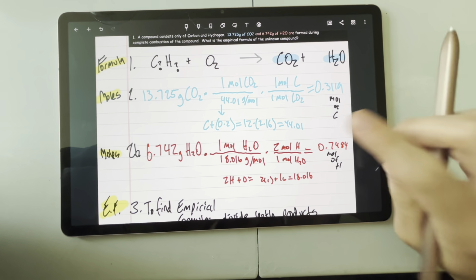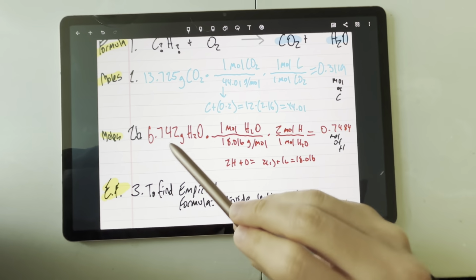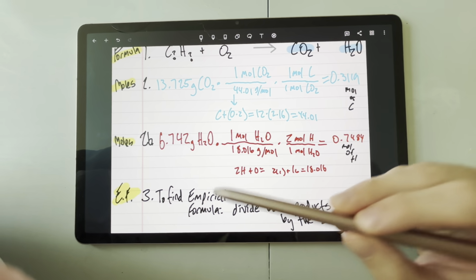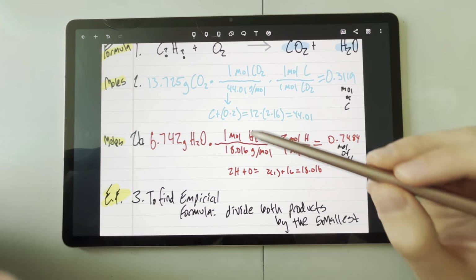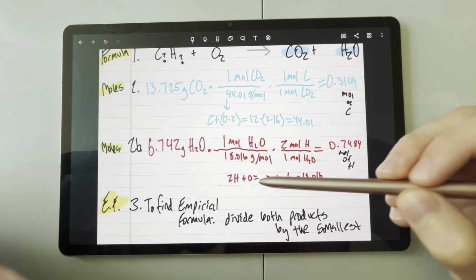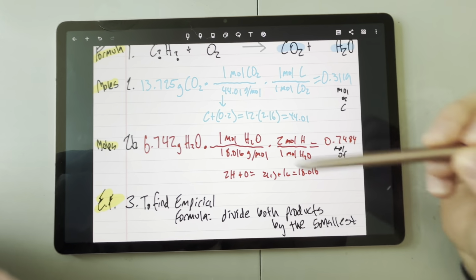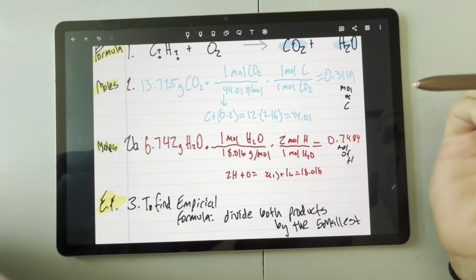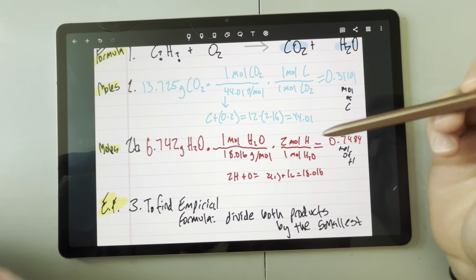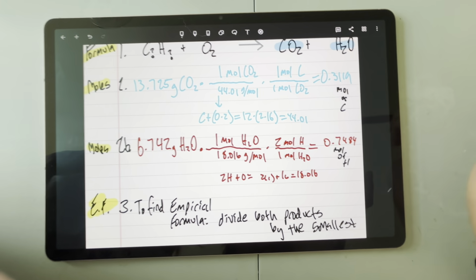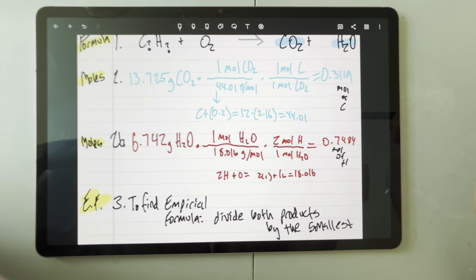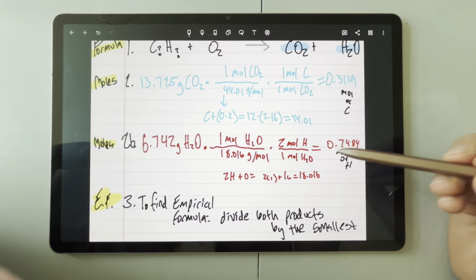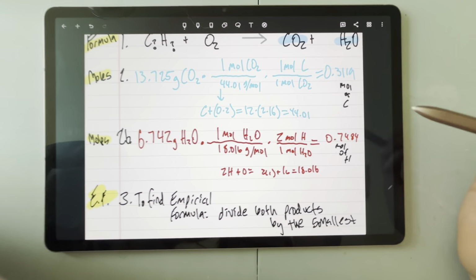Now, next, hydrogen. So we start off with 6.742 grams of H2O. Now, we're going to be moving it to moles. So we need this. It's the same one from up here. We found out this number. Easy peasy. 1 over 18.016. So now we found our mole ratio. Now, the mole ratio for H2O, you ask yourself, how many hydrogens are in H2O? There's 2. So you add all these together, and you go through, you get 0.7484.